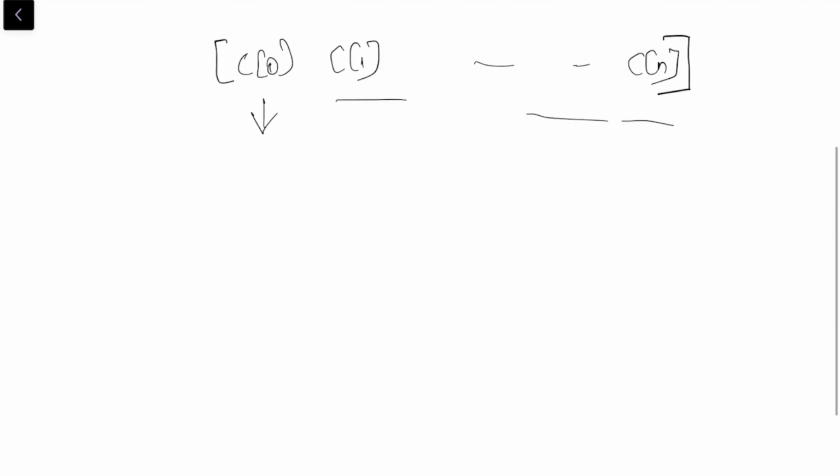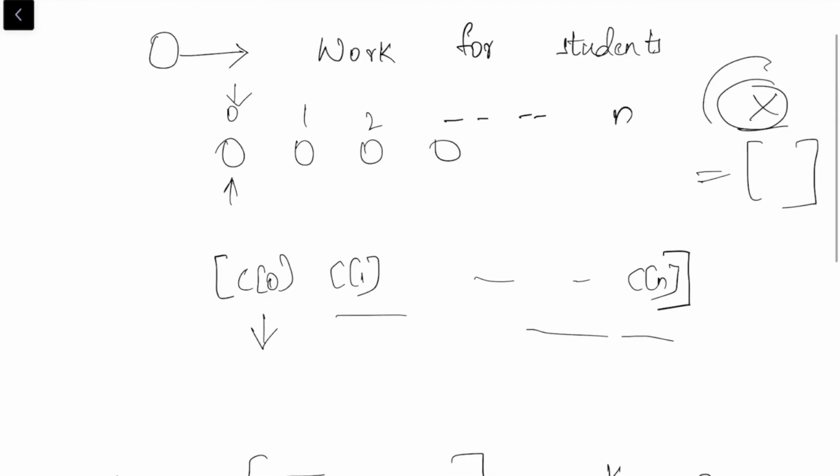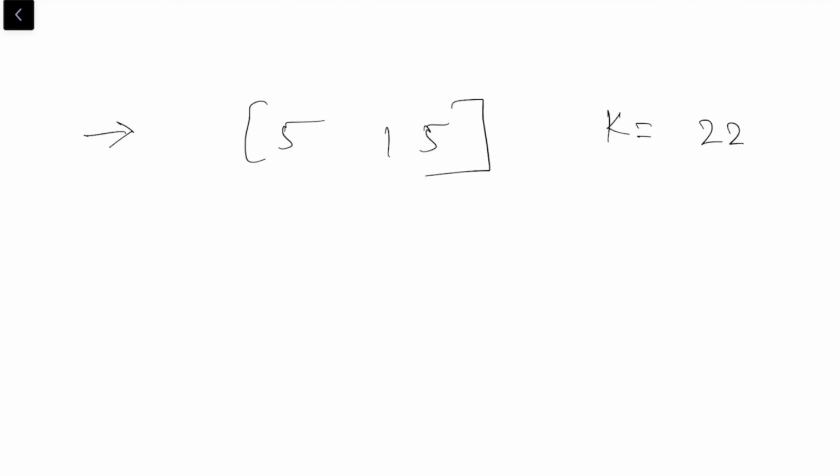Now we'll go through a problem and see what the intuition is. Here he has given 5, 1, 5 as the chalk array, and k is 22, which I have named as x, but it is k. Now we need to return which index will have no chalk to do this work.